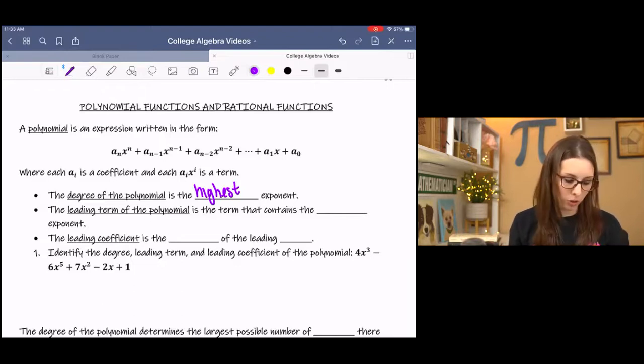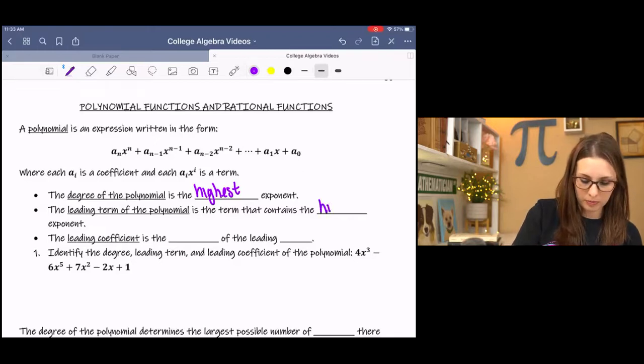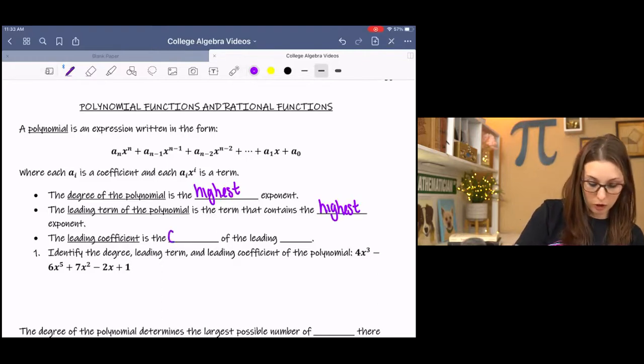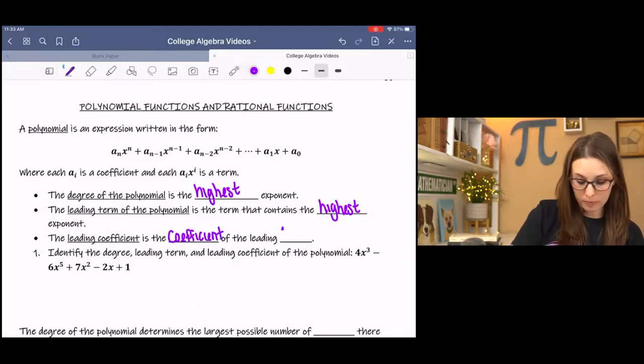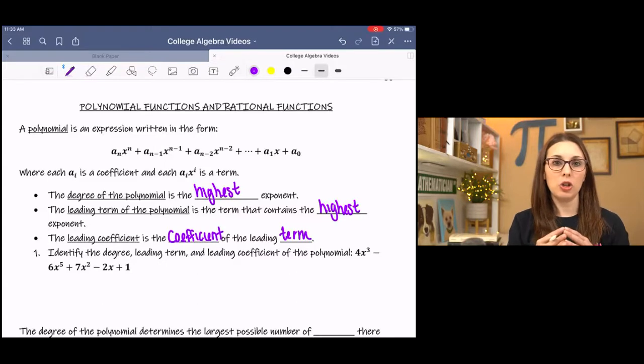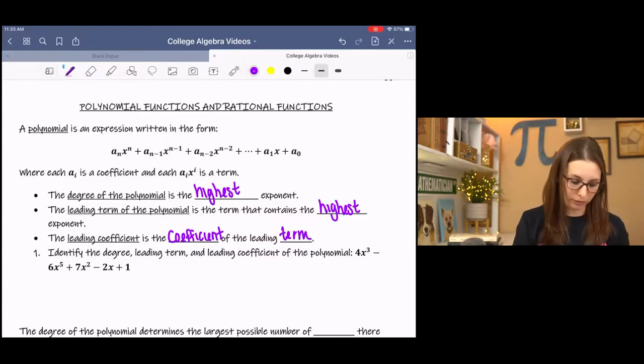The leading term of the polynomial is the term that contains the highest exponent. And the leading coefficient is, it's not rocket science, it's the coefficient of the leading term. So just that leading term can tell us some important information that will help us sketch our graph.